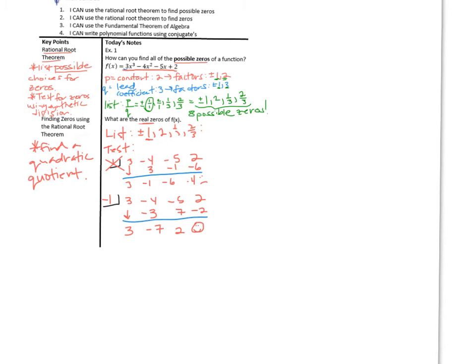Now that we know that -1 is one of our answers, the quotient is going to be 1 degree less. That's 3x squared minus 7x plus 2. Anytime we have a quadratic, we're going to solve that just by setting it equal to 0. No more synthetic division. So now you can either solve by factoring or use the quadratic formula.